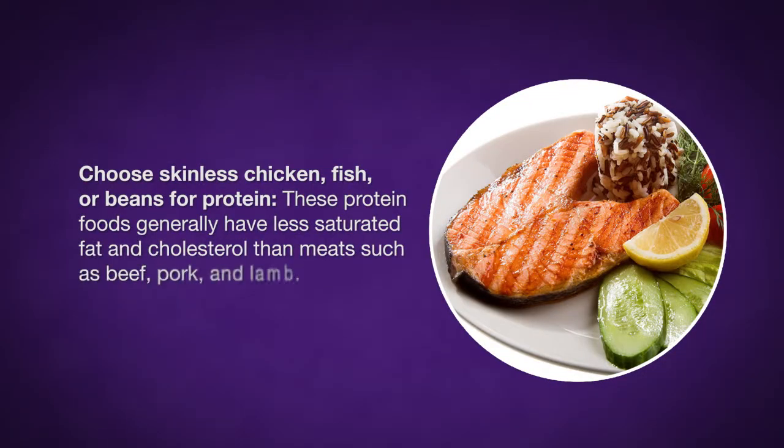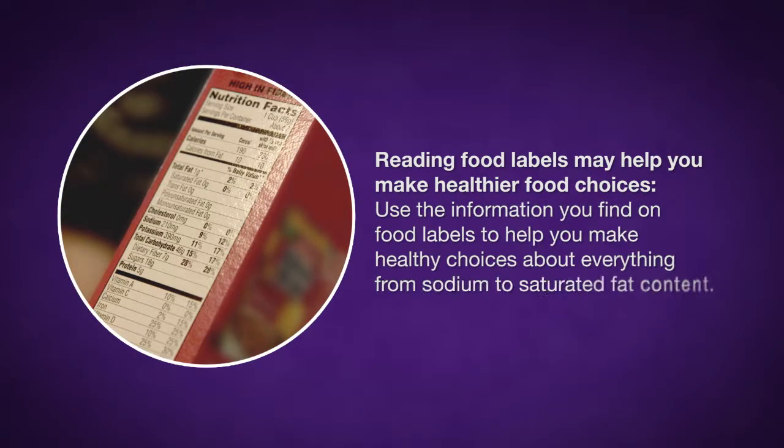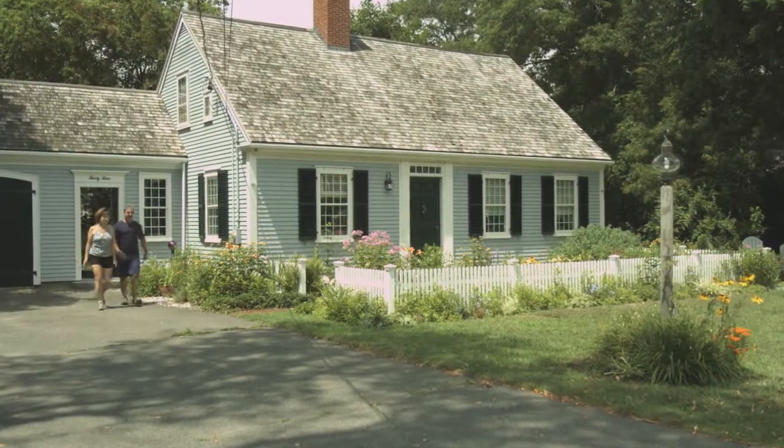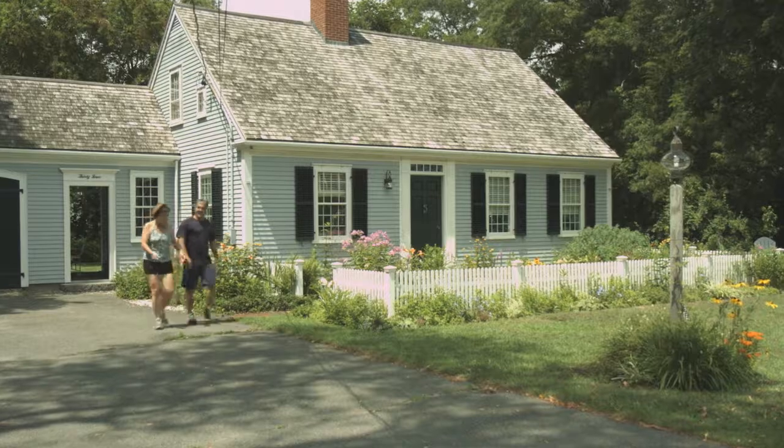Choose skinless chicken, fish, or beans for protein. These protein foods generally have less saturated fat and cholesterol than meats such as beef, pork, and lamb. Reading food labels may help you make healthier food choices. Use the information you find on food labels to help you make healthy choices about everything from sodium to saturated fat content.